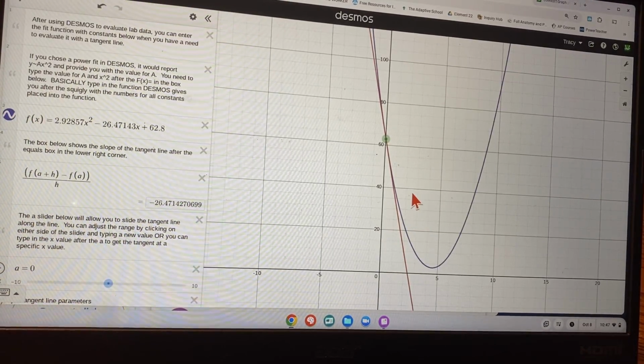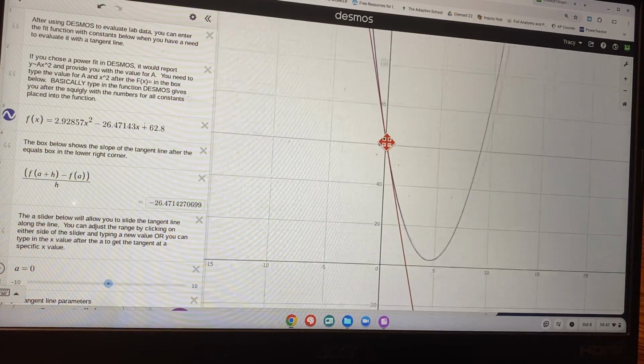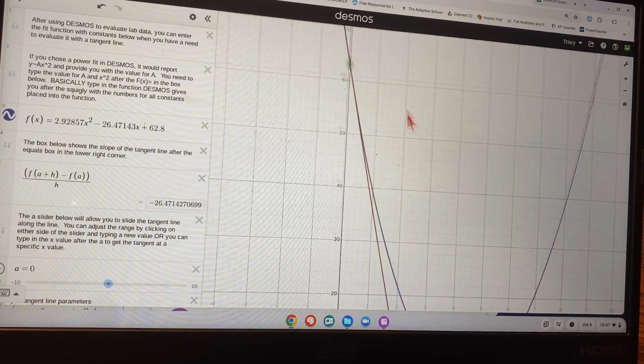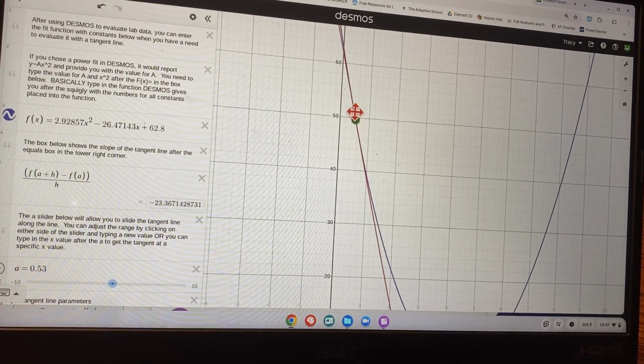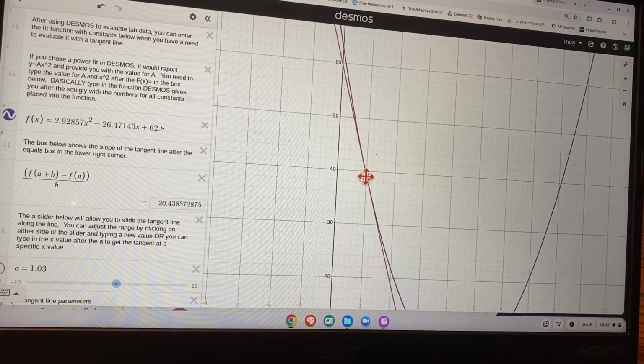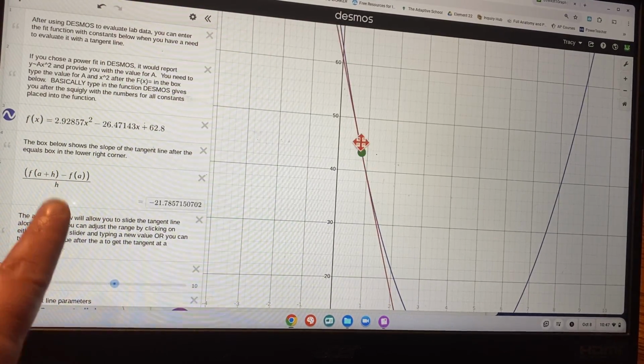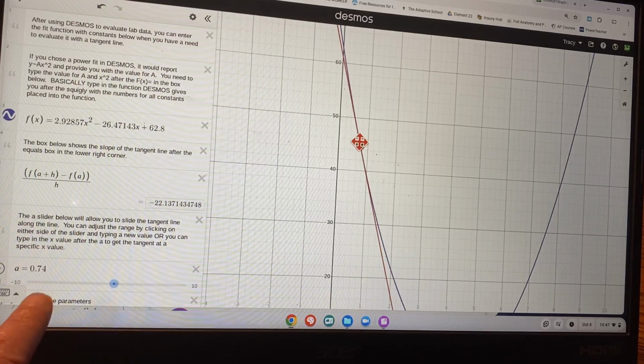So the cool thing about this is this actually gives you the tangent now. What would be difficult to find, changing velocity, is no longer hard to find, because this red line here is the tangent. So you'll notice my numbers here are changing as I'm changing the tangent.